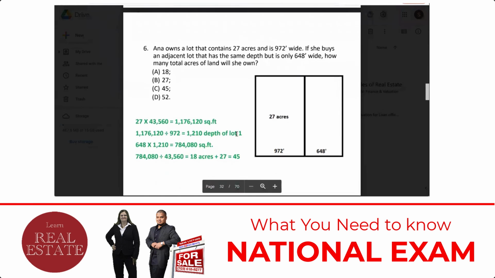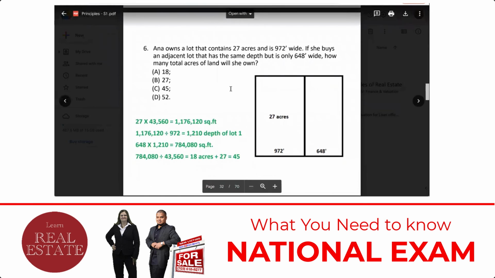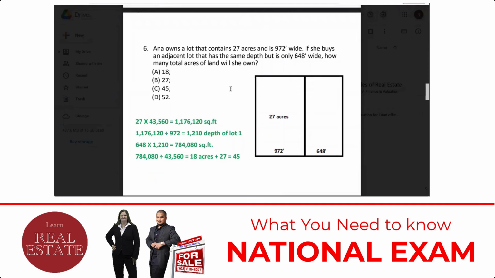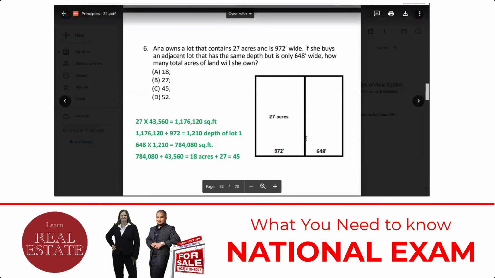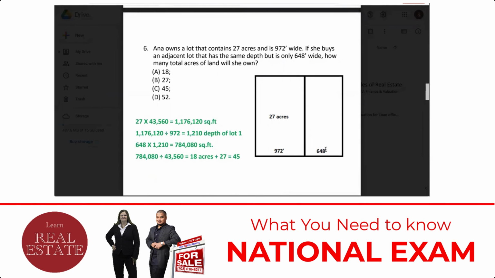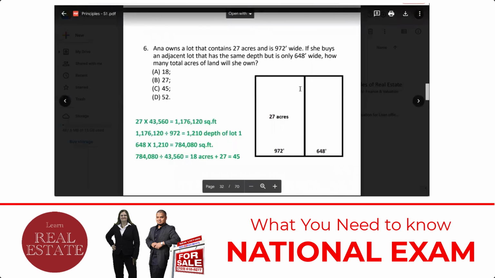Okay, but there are questions like this. So let's take a look at this. Anna owns a lot that contains 27 acres and is 972 feet wide. If she buys the adjacent lot that has the same depth, but is only 648 feet wide, how many total acres of land will she own? All right, so we know one is 27 acres. Okay, we know it's 972 feet, but we don't know this number right here. We've got to figure out this number. So how are we going to do that?